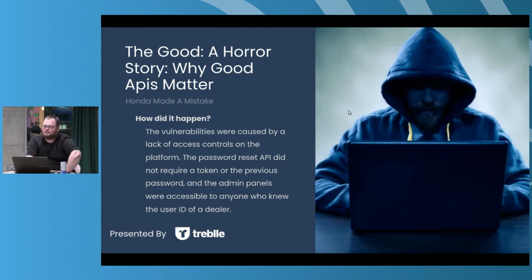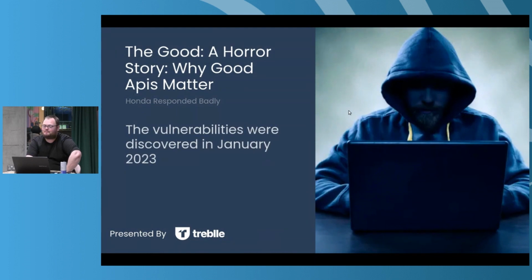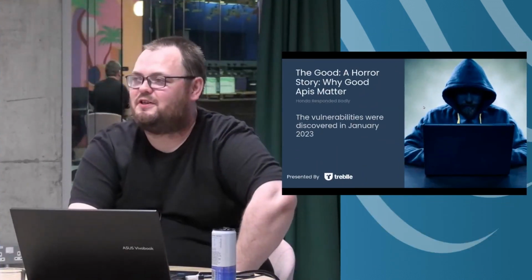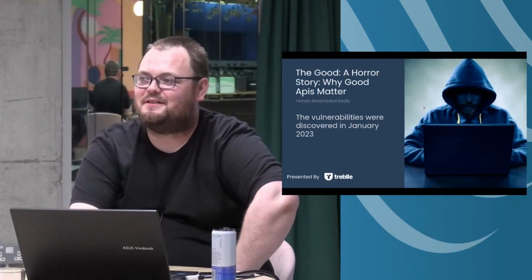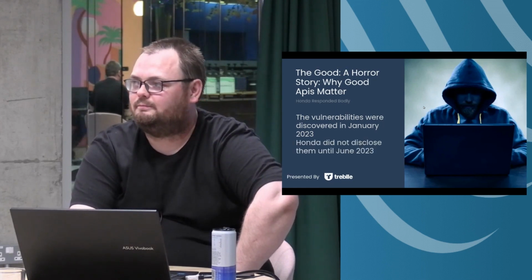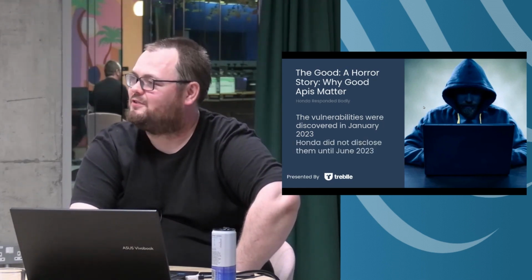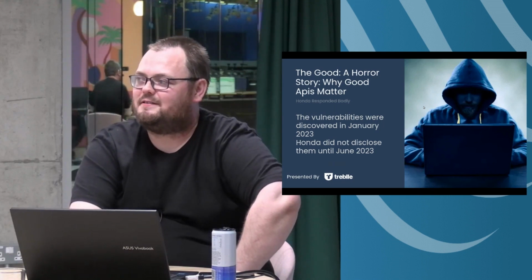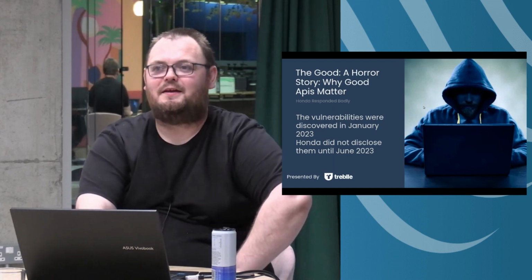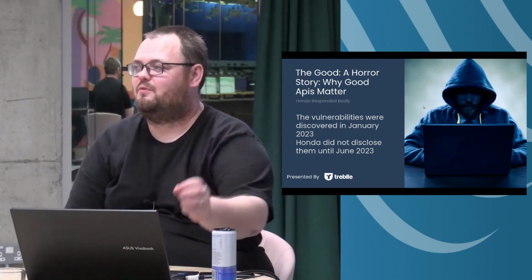Fairly significant problem. They responded badly because it was discovered in January 2023. When did they disclose it? June. It took them 6 months to tell anybody this had happened. $3.6 billion fine later. They're not in a good place anymore with their security. So yeah, good APIs matter because that was millions of customers just from one simple mistake of not validating that the person was who they said they were.